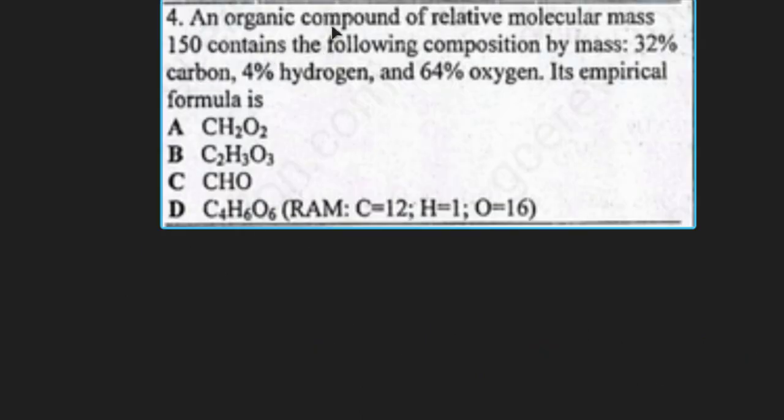Question number 4. An organic compound of relative molecular mass 150 contains the following composition by mass: 32% of carbon, 4% hydrogen, and 64% oxygen. Its empirical formula is... So let's analyze this problem. So these are the elements. We are going to divide each percentage by the relative atomic mass of each. So we are going to have 32% divided by the relative atomic mass of carbon, which is 12. Hydrogen is 4% divided by the relative atomic mass, which is 1. Oxygen is 64% divided by the relative atomic mass, which is 16.